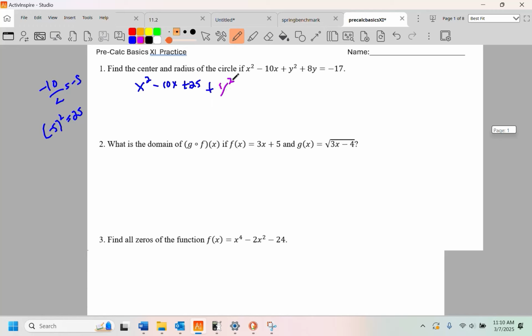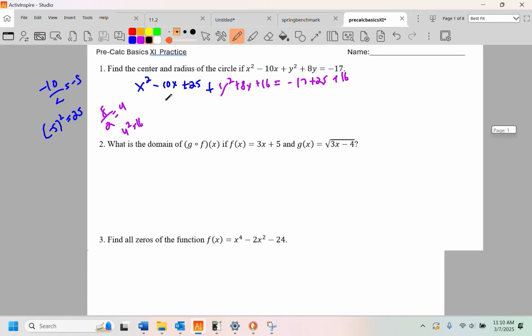Moving forward to the y component, I'm going to do the same thing. I'm going to take half the b term, half of 8 is 4. I'm going to square that 4 and get 16, and I'm going to add it to both sides. So I had a negative 17 on the left, I added 25, and I added 16.